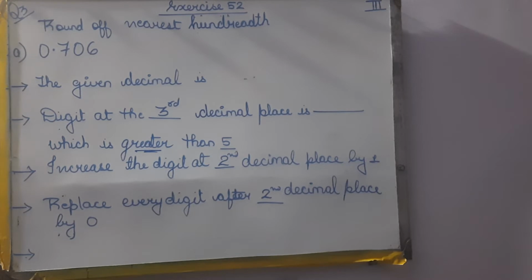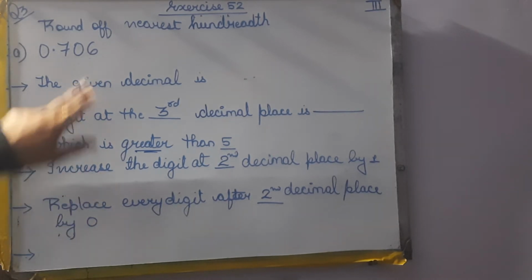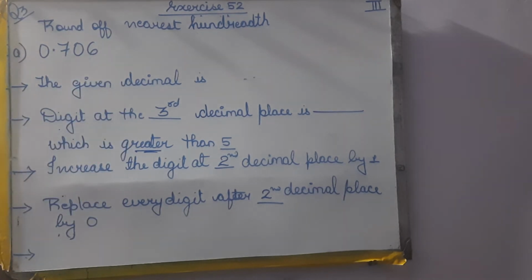Question number 3. Rounding of a number correct to two decimal places, or we can say to the nearest 100. Now we have to find the decimal place of the nearest 100. Children, here also there are 8 questions. 4 we are going to do, that is A, B, C, D, and E, F, G, H will be reduced from our syllabus. Now coming to the first question.